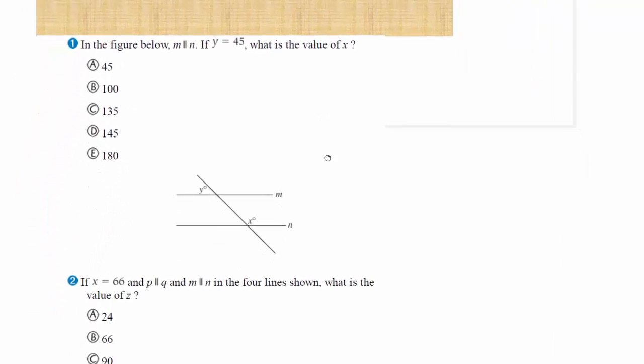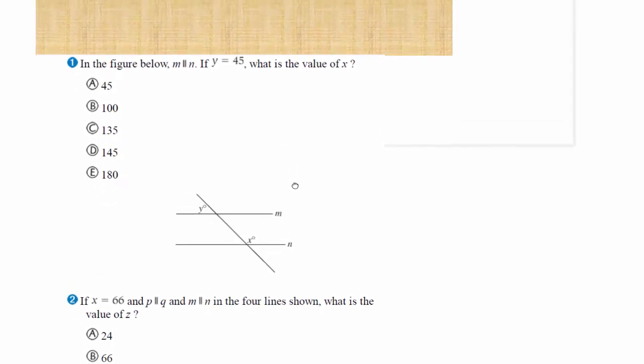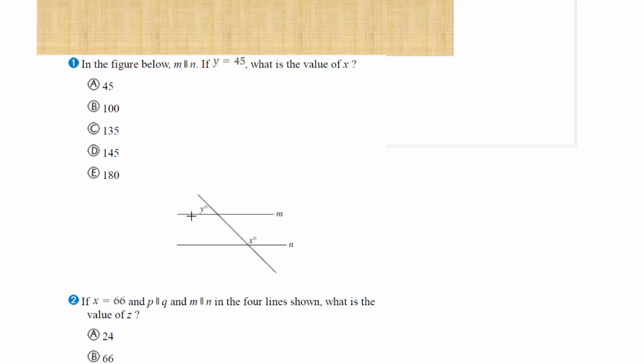So we have question number 1 here. In the figure below, m is parallel to n. So very simple question here. m is parallel to n, and y is 45 degrees. So what is the value of x? Obviously if m is parallel to n, then there will be 8 angles formed, right? Let us mark them as y, and then 1, 2, 3, 4, 5, 6, and then x.